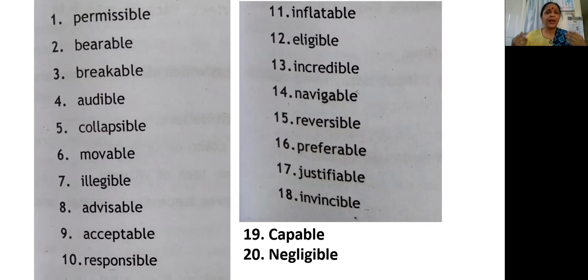And when this sits in your subconscious mind, automatically in your speech or in your writing, the correct spellings or the correct structure will come. That's the reason why we keep telling you to read loudly, to read as much as possible, and to listen to as much of English as possible.